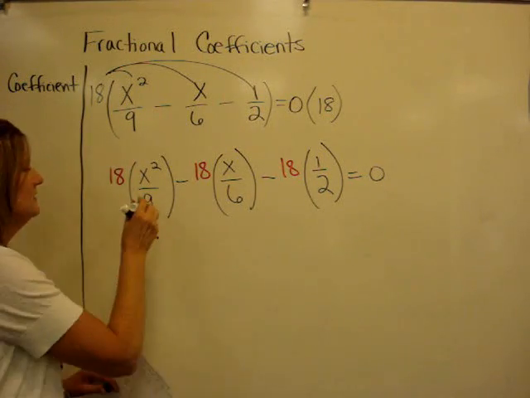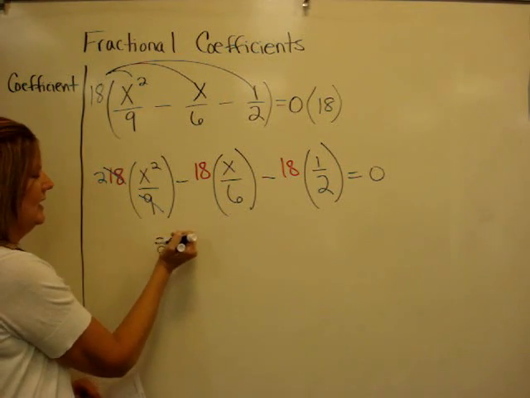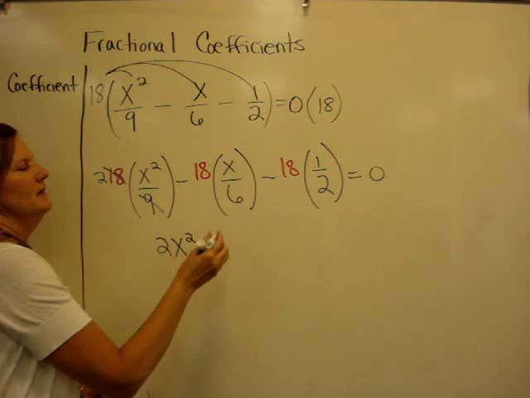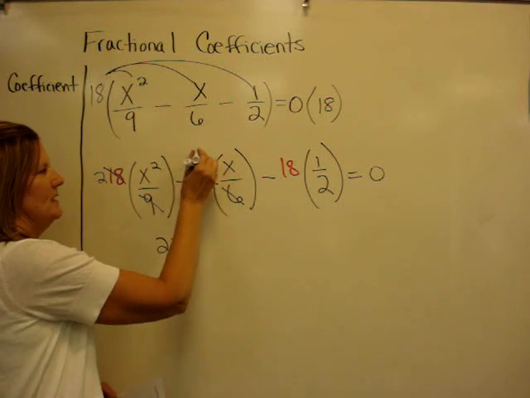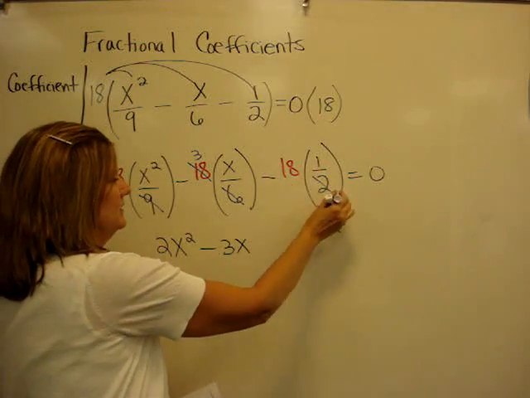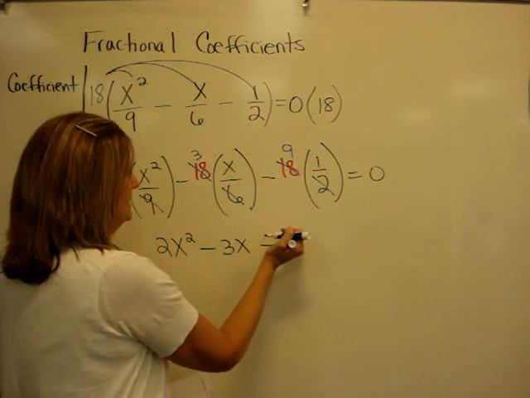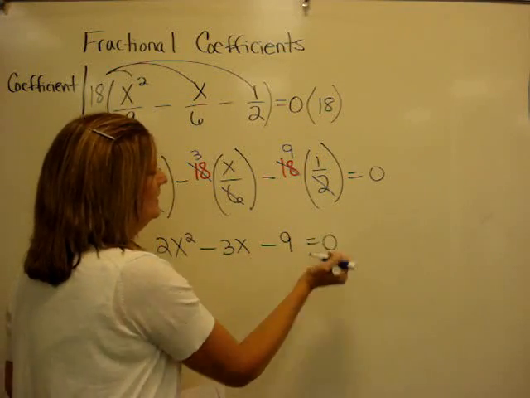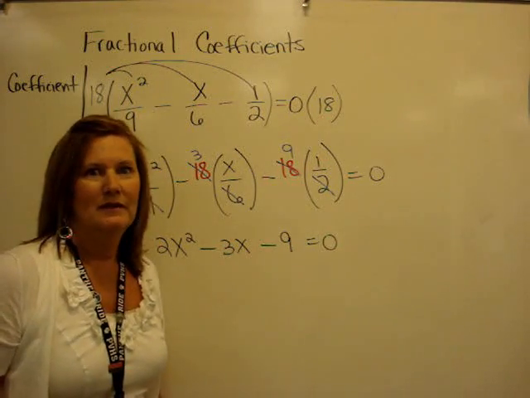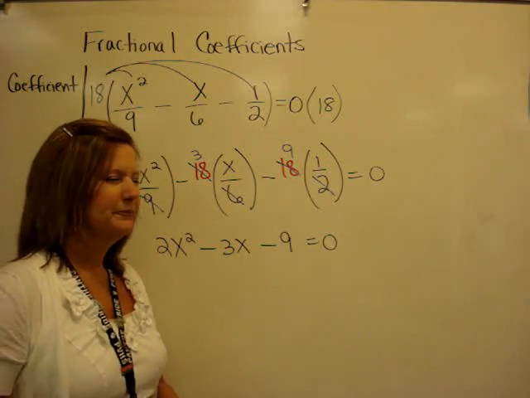So I'm going to simplify here. 9 goes into itself once, into 18 twice. That gives me 2x squared. 6 goes into itself once, into 18 3 times. So that's minus 3x. 2 goes into itself once and into 18 9 times, so I have minus 9 equals 0. And I think you know what to do with that. You have to factor and then you have to solve, just like you did in chapter 4.